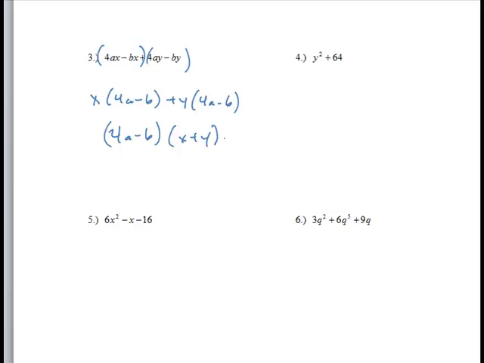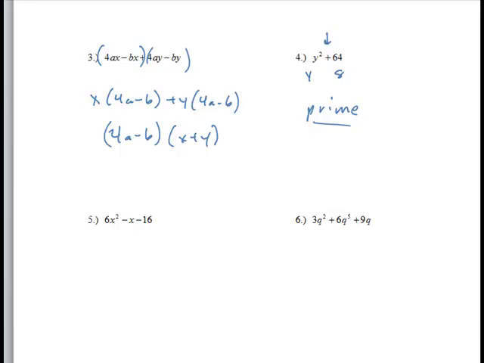Example 4. Standard form, no greatest common factor, 2 terms that are both perfect squares, y and 8. But the sign is addition. There's no such rule as a sum of squares, so it cannot be factored. It's prime.